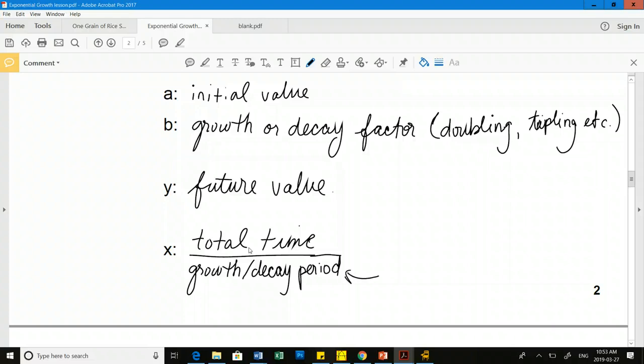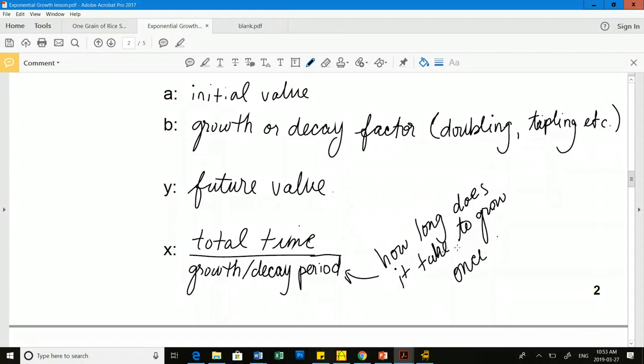Okay, so how long does it take to grow once? That's kind of the idea. Or decay, depending on what we're talking about. But today we're talking about growth. So how many days does it take to triple once? Or in our grain of rice story, how long does it take her amount of grains of rice to double? Well, that was also 1 day.